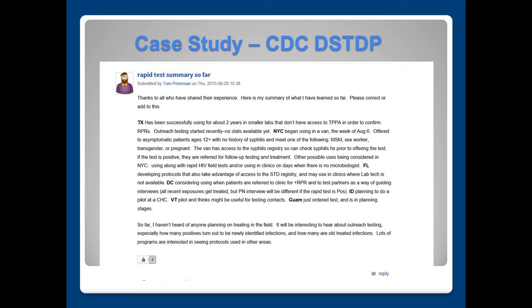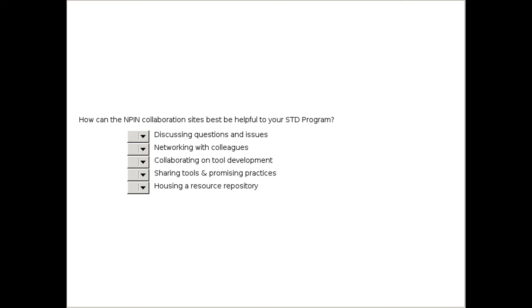So we've got about 10 more minutes. A couple more quick things, and then we'll open it up for questions. So a quick thing is thinking about your own program. How do you think the NPIN site could be helpful to your program? Just open up the drop-down, pick a number 1 through 5, 5 being the highest priority. So just quickly fill these out, and then we'll go on to a couple poll questions and go to questions.